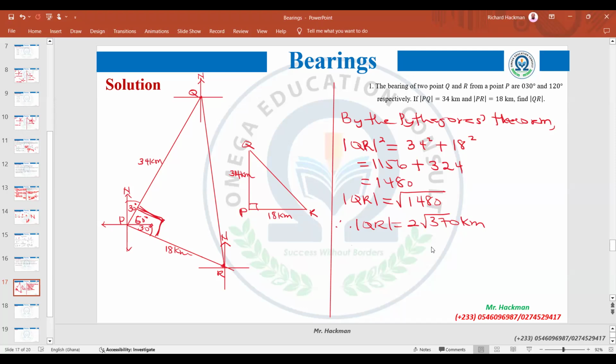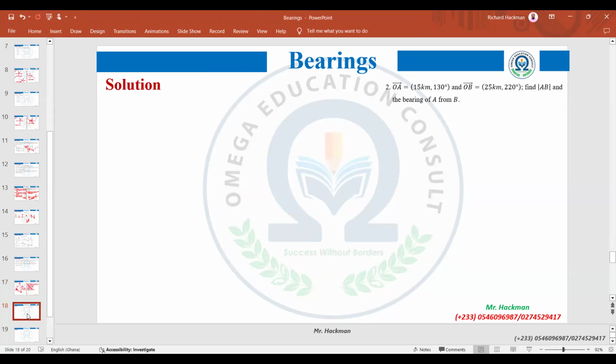Yes, please. Any questions at this point before we go and look at our next question? Okay, we thank God you are all fine. Now, here comes our next question. Question 2. I'm going to help you draw the diagram. This time, you are asked to find the distance. After the diagram, you should be able to, based on the first example, find the distance. Then the bearing, we come and do it together.